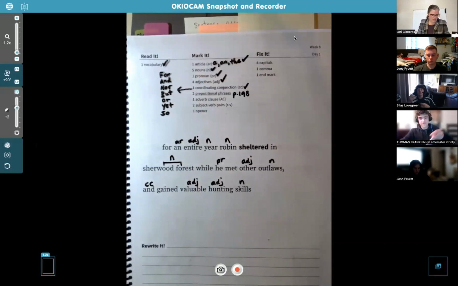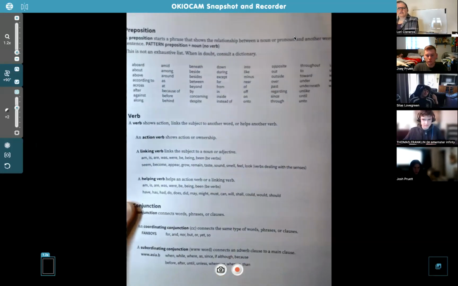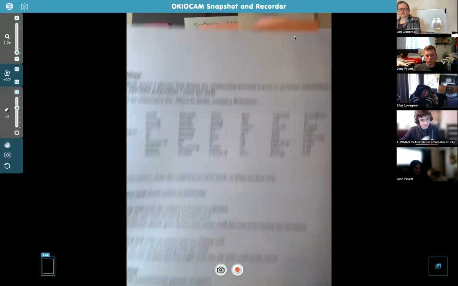There's a list of prepositions and they start the phrase. I don't think mine got that cheat sheet though. Page 198, it looks like this. Oh, wait, in the back of the book. Yeah.